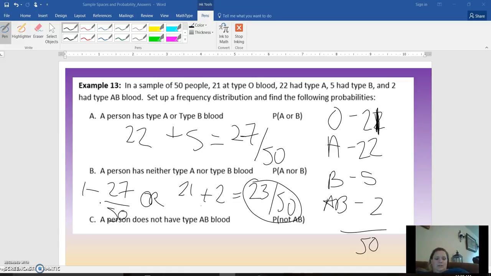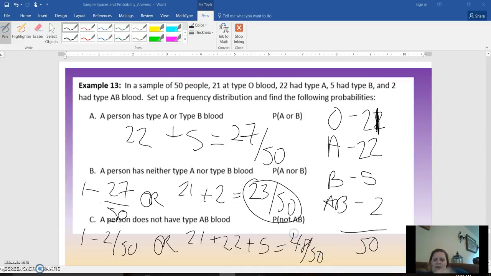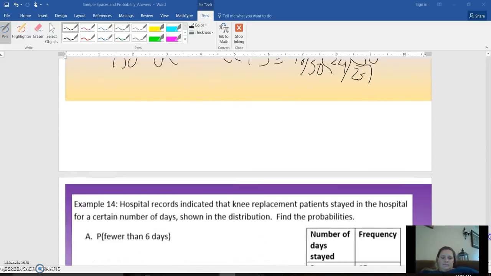And a person does not have type A. So I can do 1 minus 22 over 50, or I could do 21 plus 22, 5. I would get 48 out of 50. Okay, 48 out of 50 can be reduced. I get 24 out of 25. There's a couple ways to go about the complement.